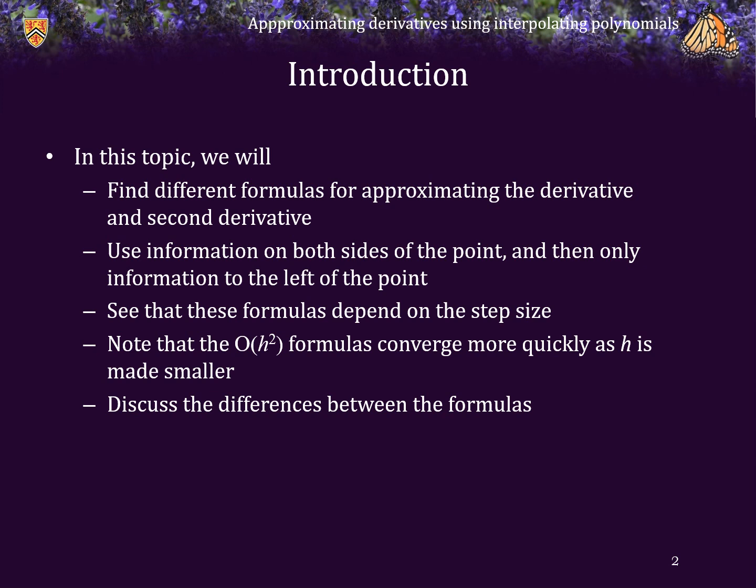We will then see that the formulas that we derived from these interpolating polynomials, which are then differentiated appropriately and evaluated at particular points, have formulas that depend on the step size between values. We will note that the order h squared formulas converge more quickly as h is made smaller, as halving h will actually reduce the error by a factor of 4. And we will discuss the differences between the formulas and look at examples of each of them.